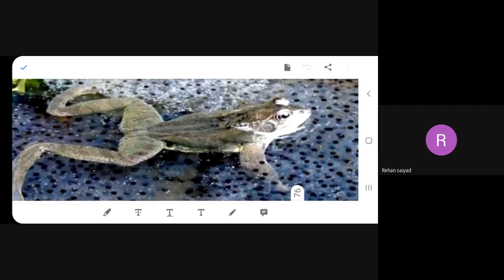Egg laid after fertilization is made up of a single cell.